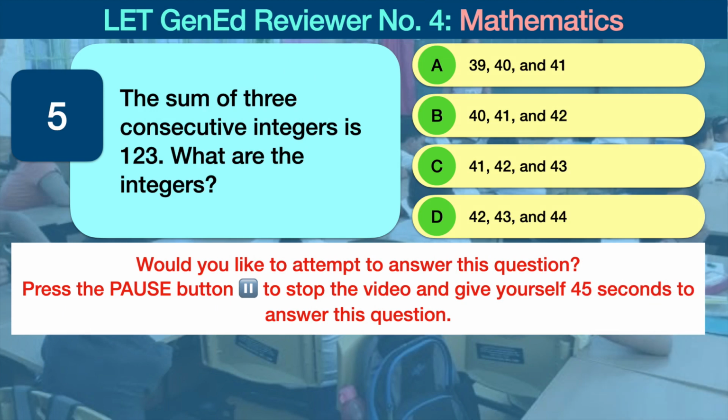Problem number 5. Worded problem. The sum of 3 consecutive integers is 123. What are the integers? A. 39, 40, and 41. B. 40, 41, and 42. C. 41, 42, and 43. D. 42, 43, and 44.